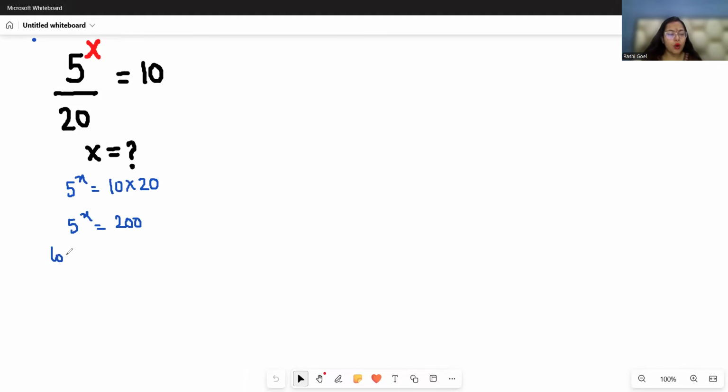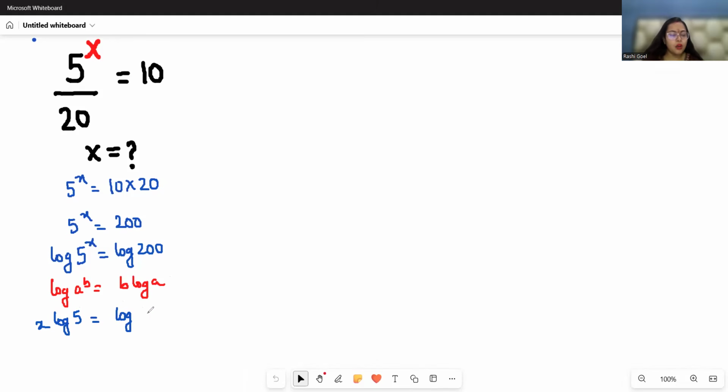Now I am taking log on both sides, so log 5 power x equal log 200. Now I'm going to use the identity that is log a power b, we can write it as b log a. So it's x log 5 equal log 200. Again, if I'll write 20 times 10.